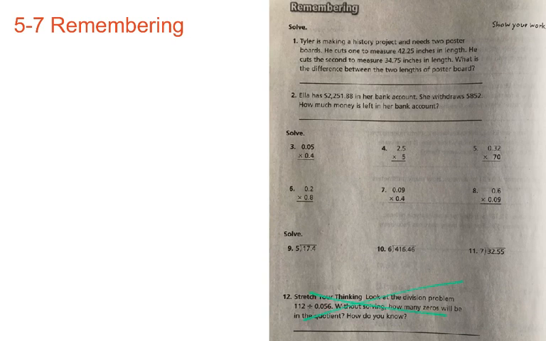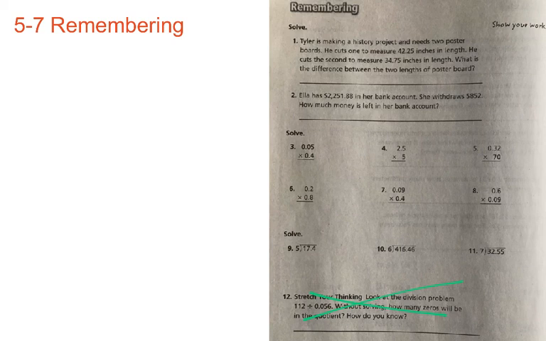We'll go ahead and look at the first story problem together. It says Tyler is making a history project and needs 2 poster boards. He cuts one to measure 42.25 inches in length. He cuts the second to measure 34.75 inches in length. What is the difference between the two lengths of poster board? When we're looking for the difference between two, we know that we are going to be completing a subtraction problem.